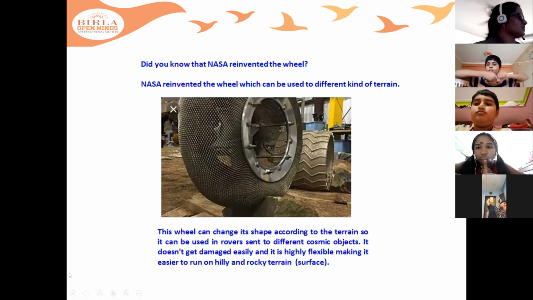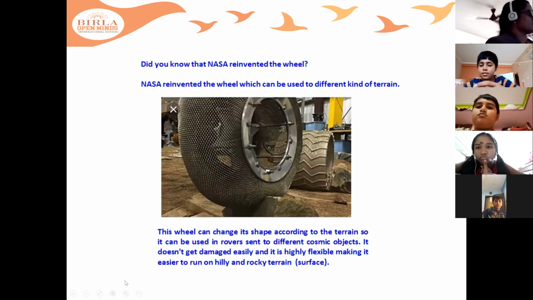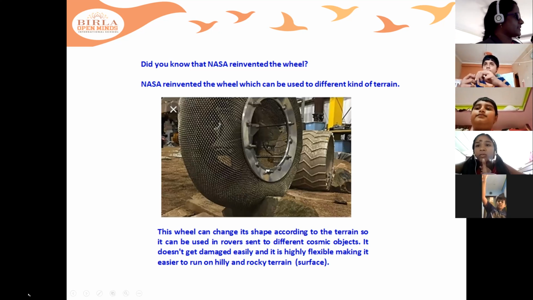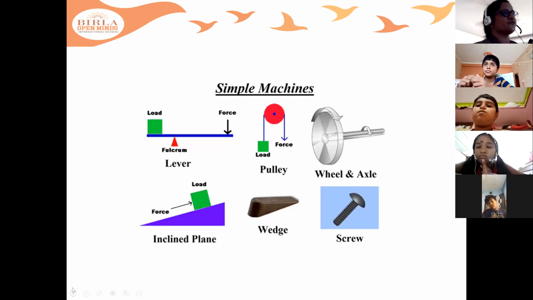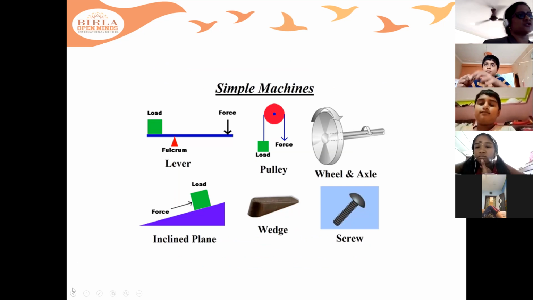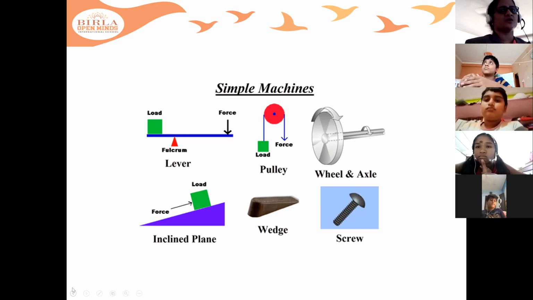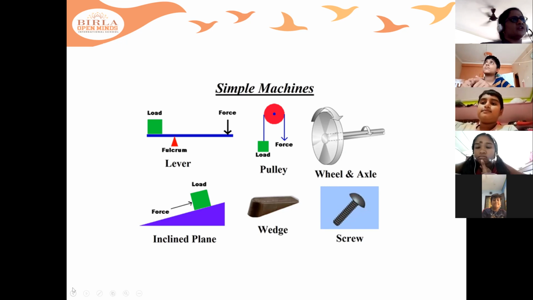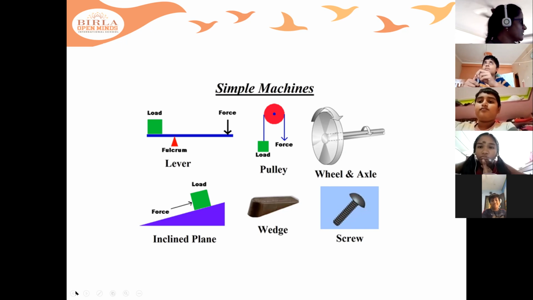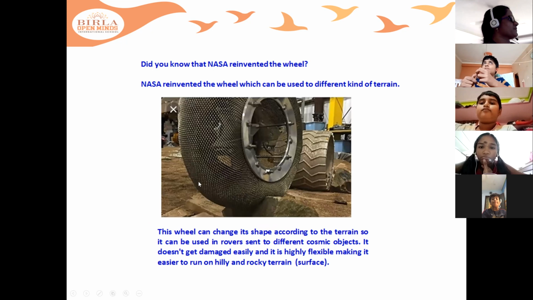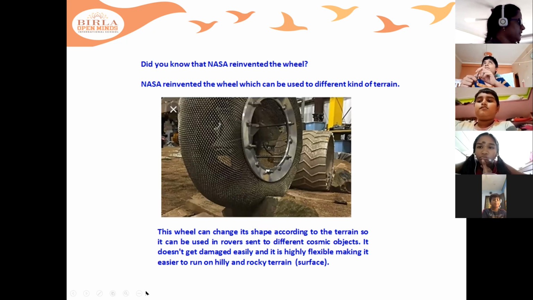So this is a wheel which is being used in rovers which were sent to other planets, according to the surface. Naturally, the surface of other planets will be very rocky. So in order to move on those places, this wheel was designed. This wheel is designed in such a way as to overcome the rocky areas.